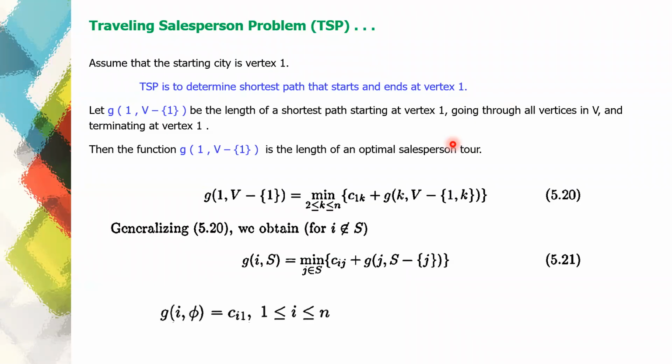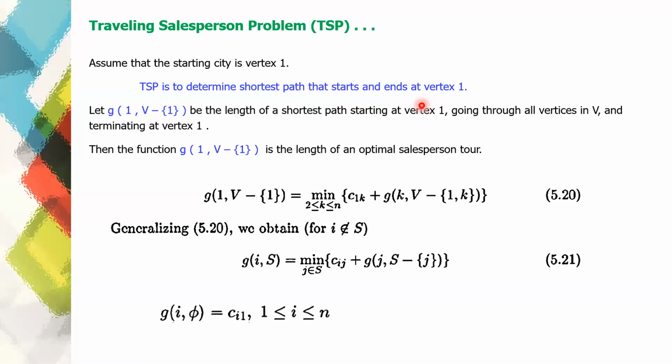As I have been discussing, the traveling salesperson problem is to determine a shortest path that starts and ends at vertex number 1, assuming that vertex number 1 is the starting city. But it is not compulsory that vertex 1 shall be the starting city. Any vertex can be considered as the starting city. But for simplicity and representation here, it is being assumed that the first vertex is the starting city.